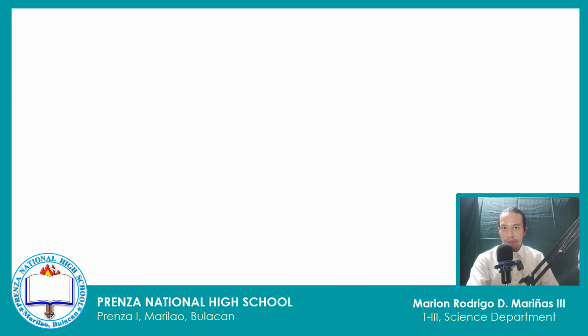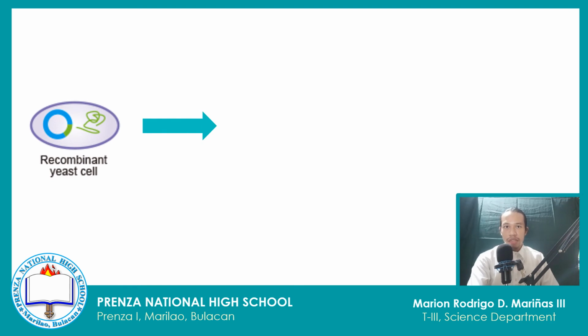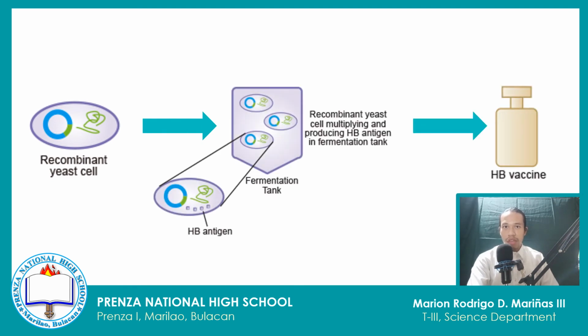The recombinant plasmid is then introduced to a yeast cell, forming a recombinant yeast cell. These yeast cells are then placed inside fermentation tanks where they will multiply together with the antigen gene they are carrying. The antigens produced by these yeast cells are extracted and purified as a recombinant vaccine.